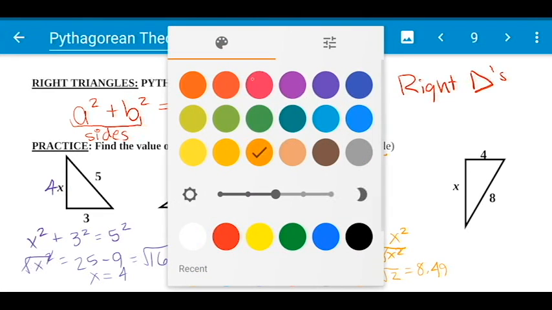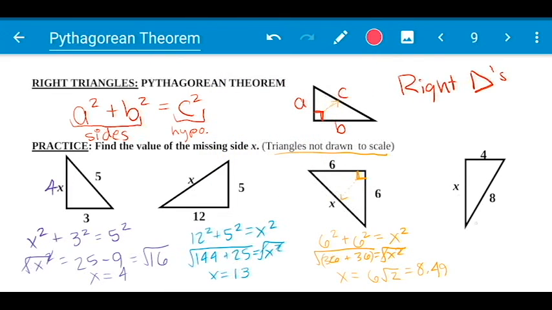Last but not least, we're going to do our last example. So we have a squared, which is x squared, plus b squared, 4 squared, equals 8 squared. It doesn't matter which order you choose, a or b, as long as a and b are your side lengths of your triangle. So we knew that our hypotenuse was 8 because it's opposite of our right angle.